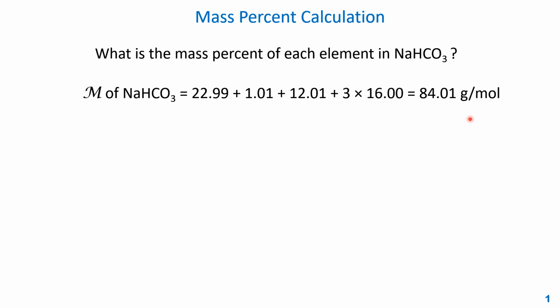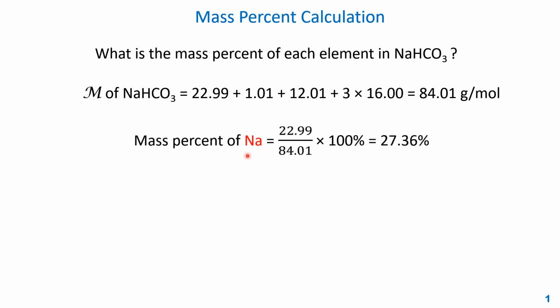Then you can calculate individual elements' mass percent. For the sodium, if you look at the formula, there's only 1 sodium in the formula, so just 1 sodium's molar mass, 22.99. You can find that from the periodic table. Divided by the molar mass of this formula, the percentage is 27.36%. That's the mass percent of sodium in baking soda.